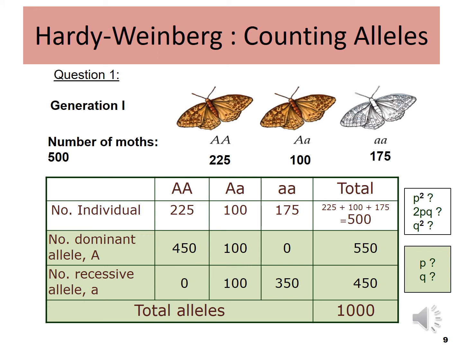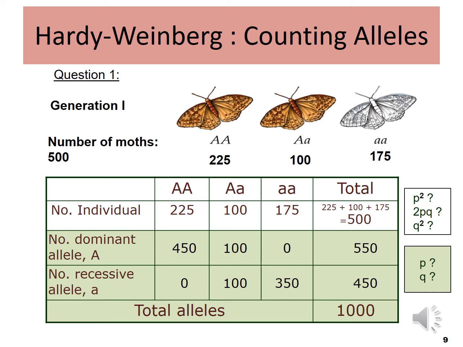Okay, to solve this problem you need to remember, each individual will have a pair of alleles. So, to calculate the number of dominant and recessive allele A in the homozygous dominant population, we need to multiply the number of individuals by 2 to get the number of dominant allele A. So the answer is 450. As all the alleles are dominant, the number of recessive alleles in the homozygous dominant population is equal to 0.